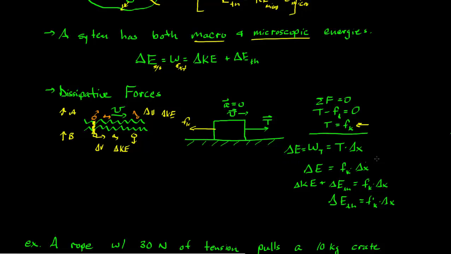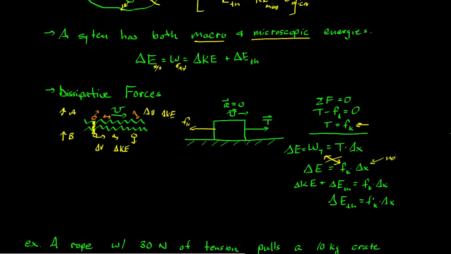So now we can use the work energy principle. The change in energy would be the work done by tension, which would be tension times the change in position, the displacement. And notice on this next one, I write the change in energy is going to be, I can substitute. I said that these are equal, so now I get the kinetic friction times the distance. But this is not work. So these are not the same.